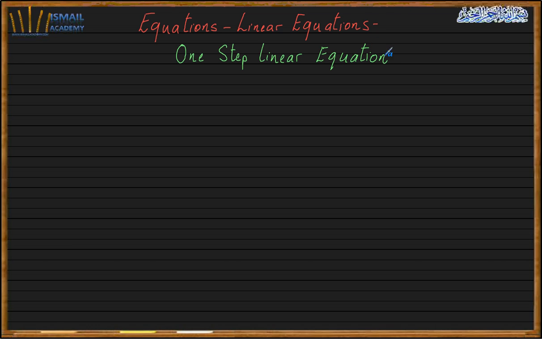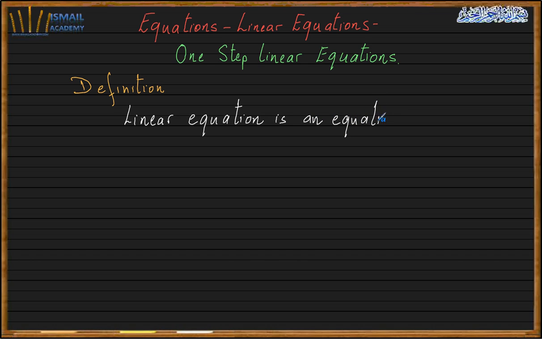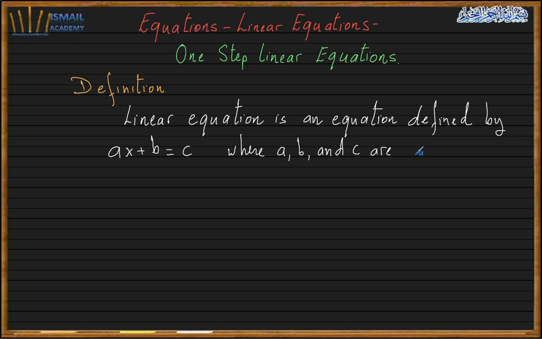So let's first define what a linear equation is. A linear equation is an equation defined by ax plus b equals c, where a, b, and c are numbers, and x is the variable or the unknown.